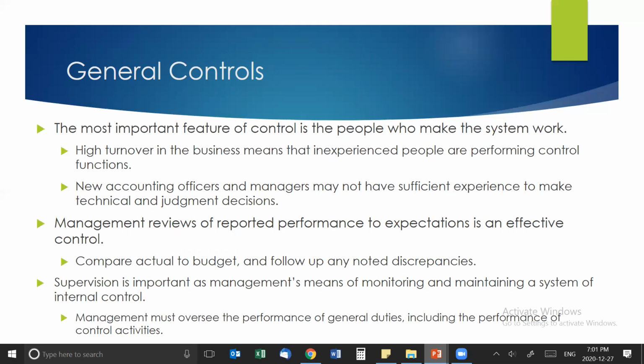New accounting officers or managers might not have sufficient experience to make the technical and judgment decisions, which could lead to an error on the financial statements.